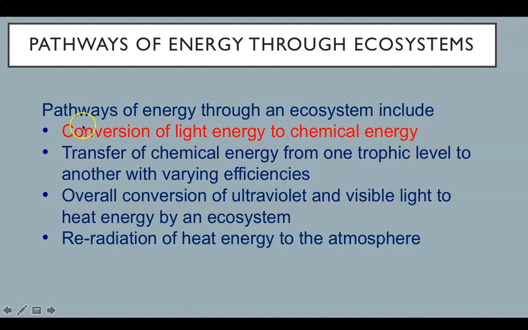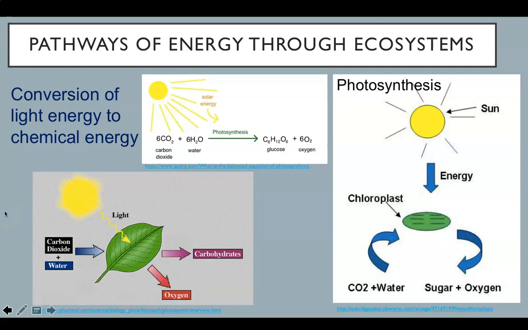Let's discuss the first one of these, conversion of light energy to chemical energy. Conversion of light energy to chemical energy occurs during the process of photosynthesis. Photosynthesis is the process by which plants use light energy to convert it to chemical energy, storing it in bonds of sugar or glucose. In this slide, you can see 3 illustrations of the conversion of light energy into chemical energy, or photosynthesis.